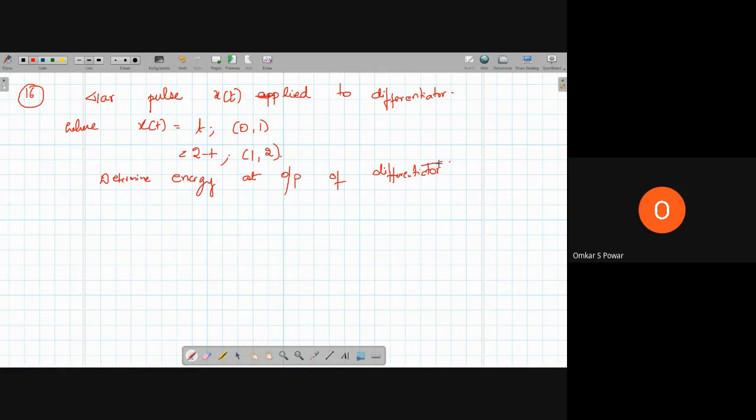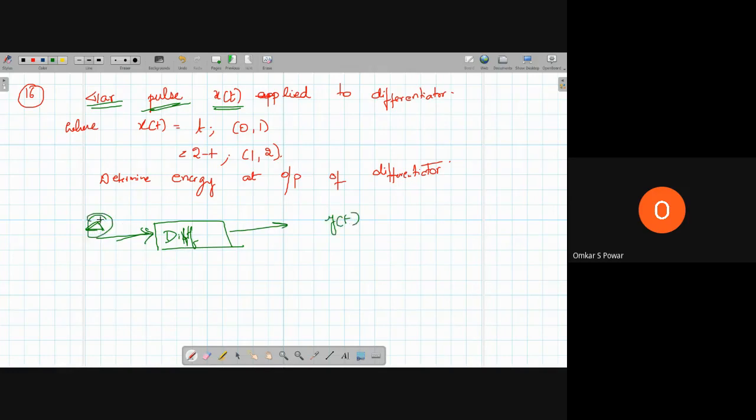So you have a triangular pulse. Okay. So let us understand the problem first. So you have a triangular pulse which is x of t. So there is a triangular pulse here. Okay. Something like this. So this is applied to the differentiator circuit. So there is a differentiator here. So this is the differentiator circuit. So here you are applying the signal and here you are getting the output y of t.